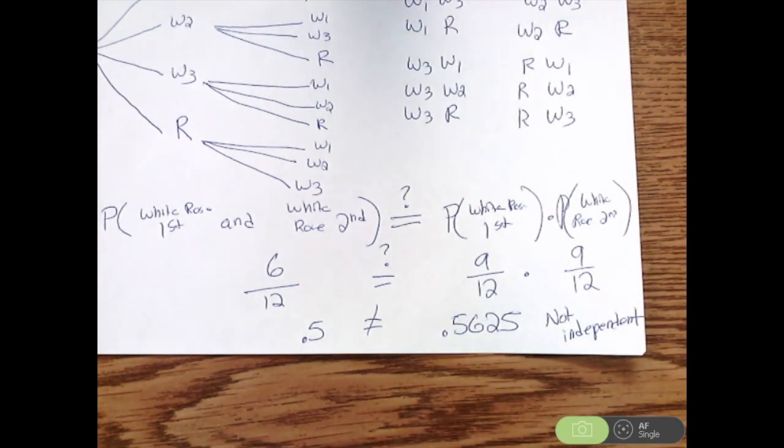So after all that work, we now know selecting a white rose first and randomly selecting a white rose second are not independent events, meaning they're dependent. They rely on each other. Depending on the event that happens first, it will affect the second one. And that was determining independent or dependent events.